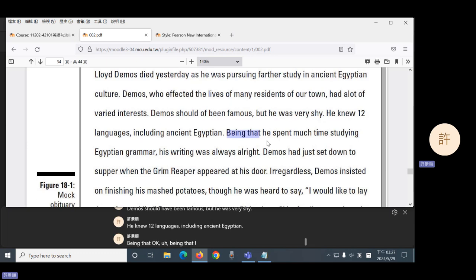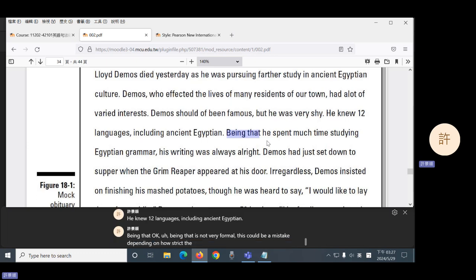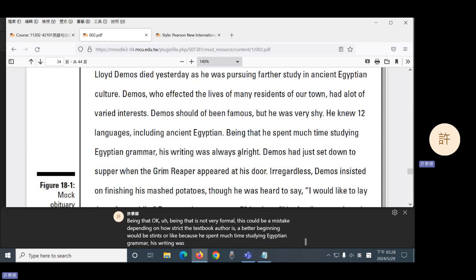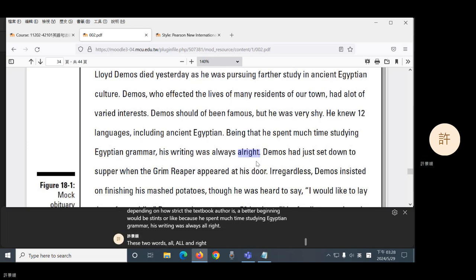"Being that" is not very formal. This could be a mistake, depending on how strict the textbook author is. A better beginning would be "since," or "because." "He spent much time studying Egyptian grammar. His writing was always," all right is two words, all, A-L-L, and right.